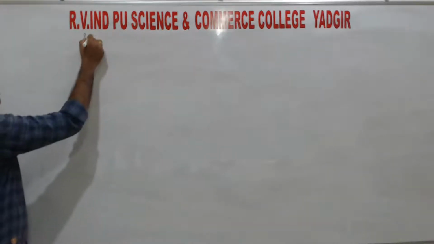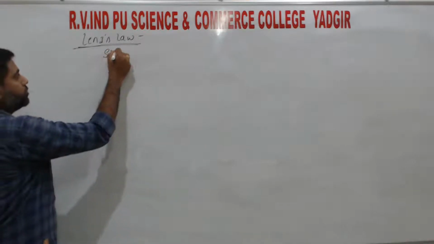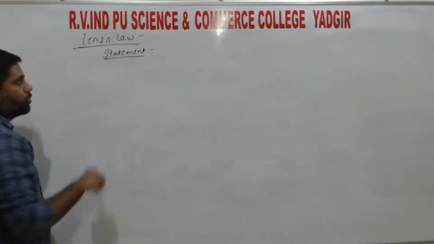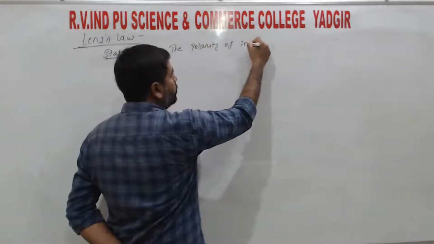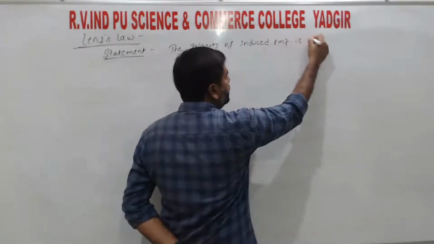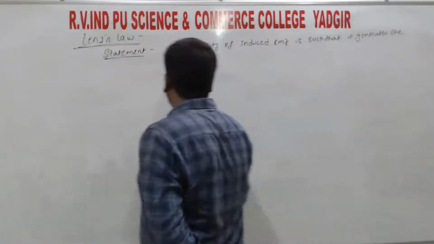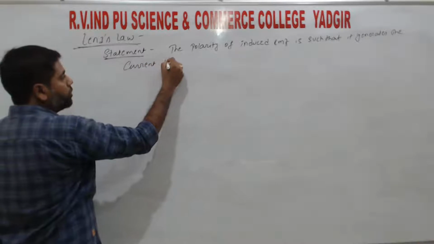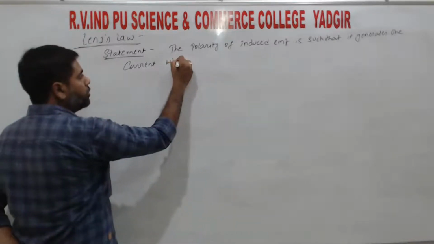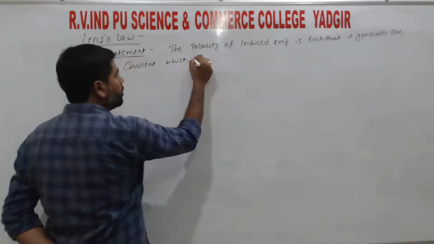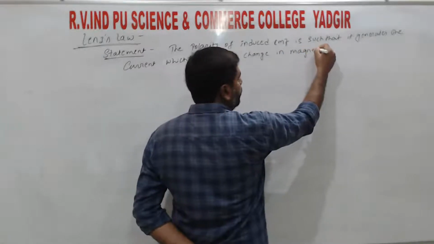So next is Lenz's law. So, statement: the polarity of induced EMF is such that it generates the current which opposes the change in magnetic field.